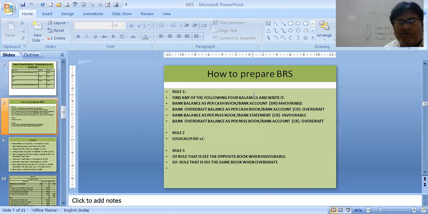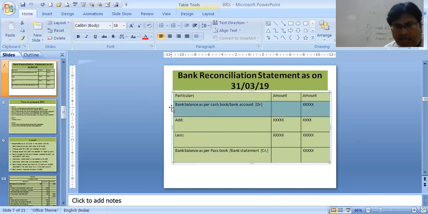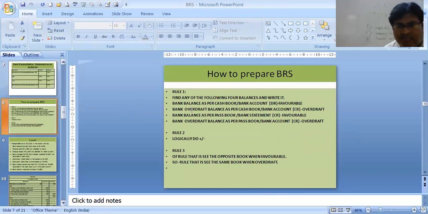First of all, we will be doing one rule on how to prepare it. First rule: find any of the following four balances and write it. You will write this balance, which is any one of the four balances. So what are the four balances? It can be written in the sum as bank balance as per cash book, or bank balance as per cash book bank account, or simply bank balance as per bank account. Debit, it is favorable. Cash book is showing a debit balance, a favorable balance. We have some money in the bank.